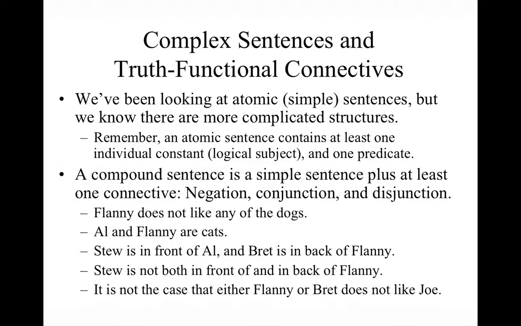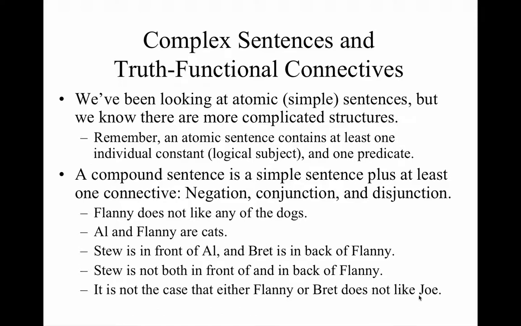Okay, so as I mentioned, we've been looking at simple sentences. That is, sentences that involve a subject and a predicate in terms of the grammatical structure. In terms of logical structure, we're talking about named entities, that is, individual constants, and what we say about them, that is, predicates. So we'll take our individual constants and our predicates and we will combine those with connectives so that we can generate more complicated sentences than we have been dealing with so far.